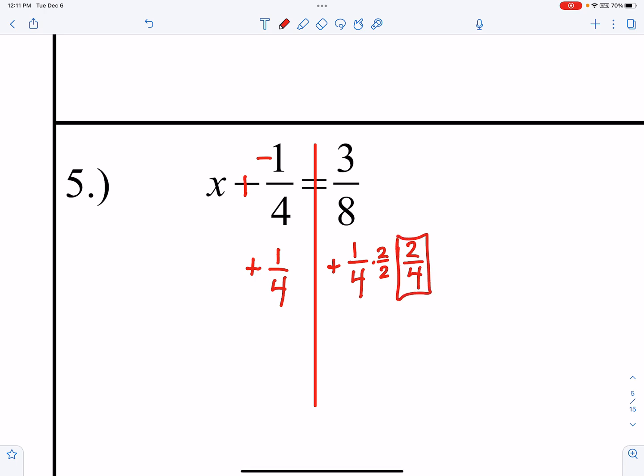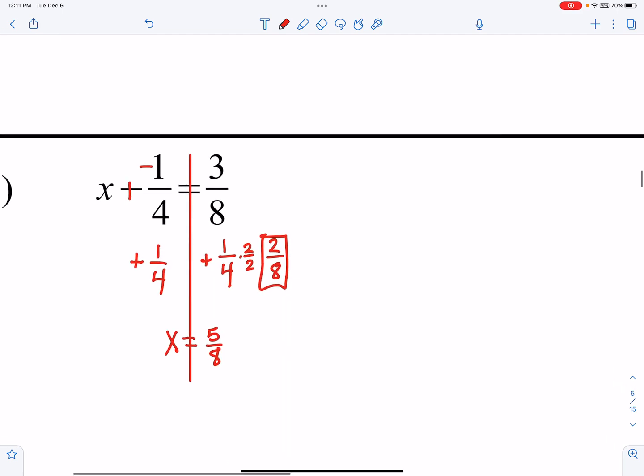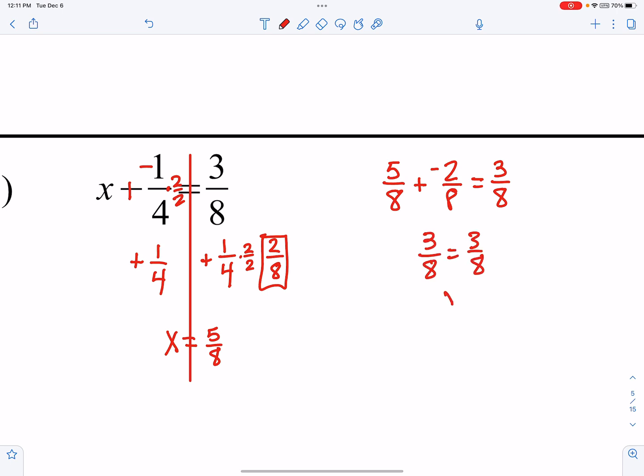And so we have 3/8 plus 2/8. And so our x equals 5/8. So let's go ahead and do our check. So I'm going to fill in our 5/8 for x plus a negative, instead of 1/4, I'm going to create the equivalent fraction right now. So negative 2/8, that way I can check it more easily, equals 3/8, and then we can see that 3/8 equals 3/8, and we're good.